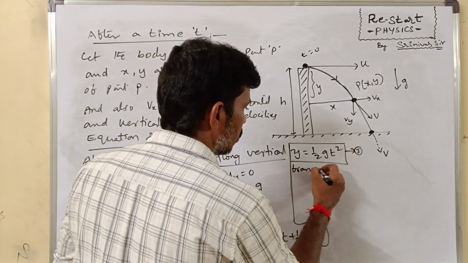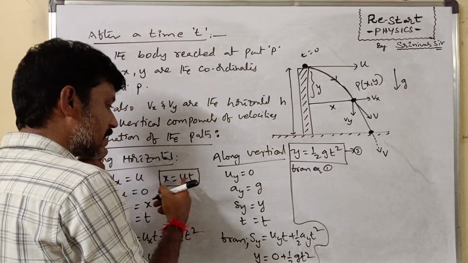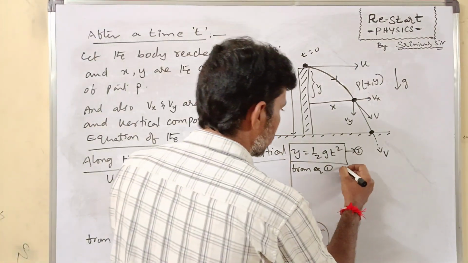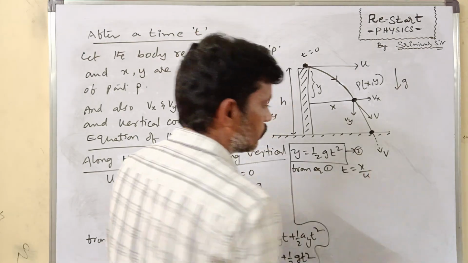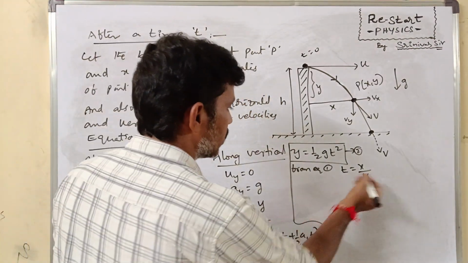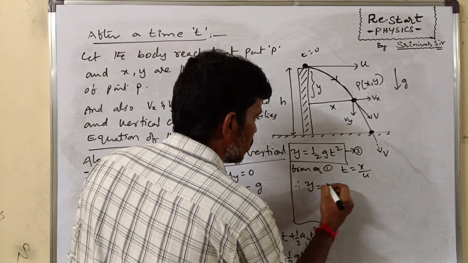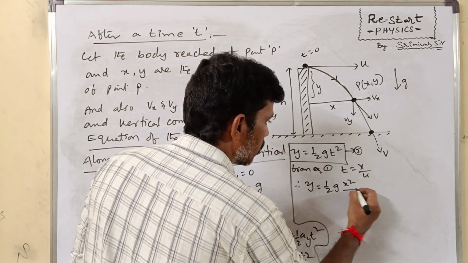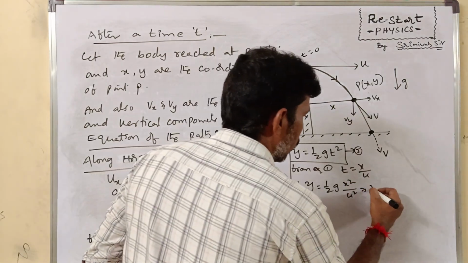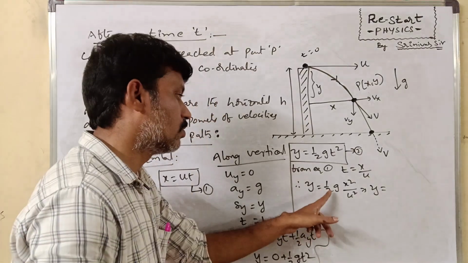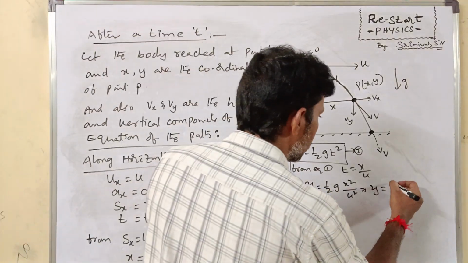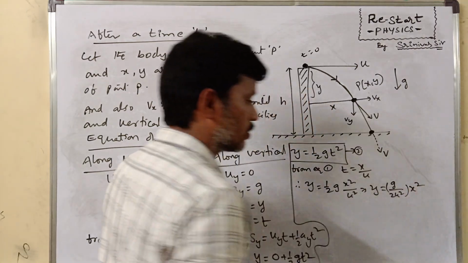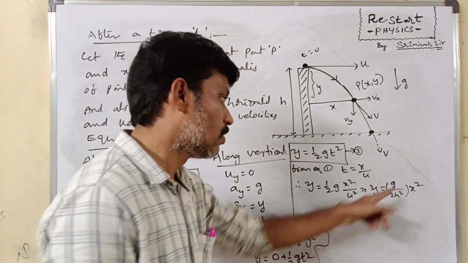From equation 1, x is equal to ut. From that, t is equal to x by u. Therefore, y is equal to half g t square, and t square is nothing but x square by u square. From that, y is equal to half g by u square, that means g by 2u square into x square. So y is equal to g by 2u square into x square.